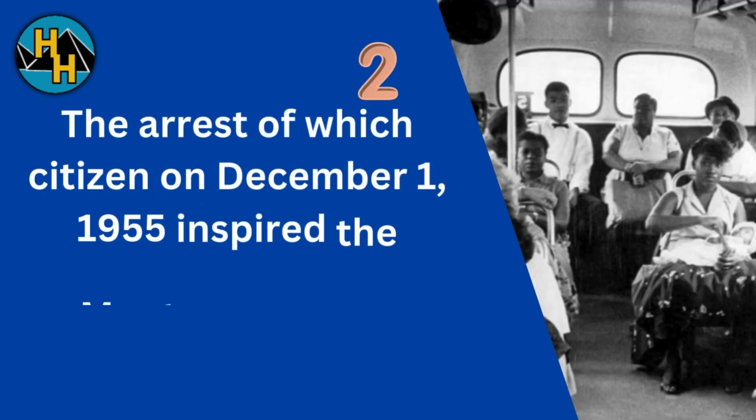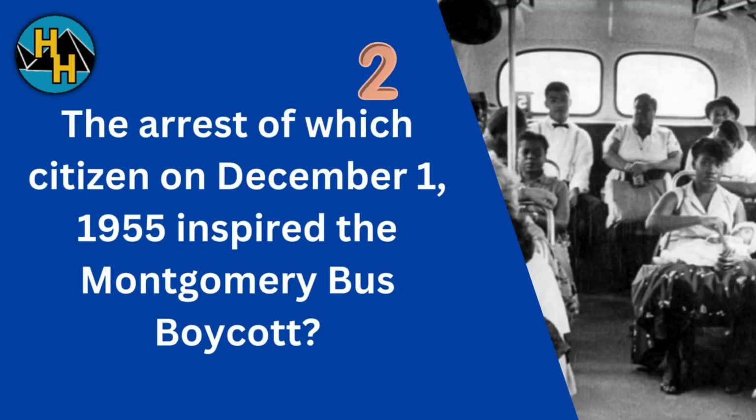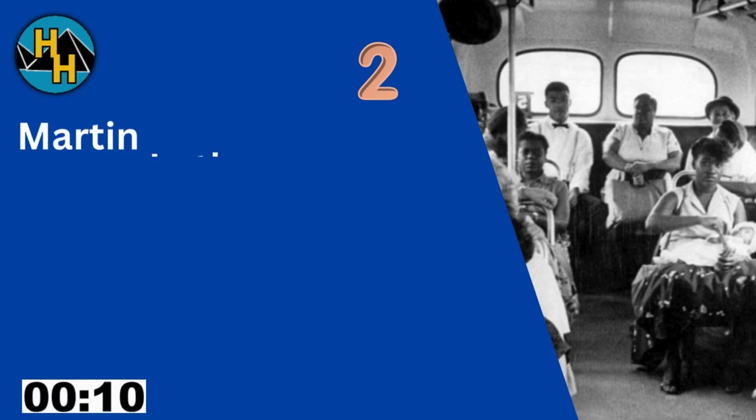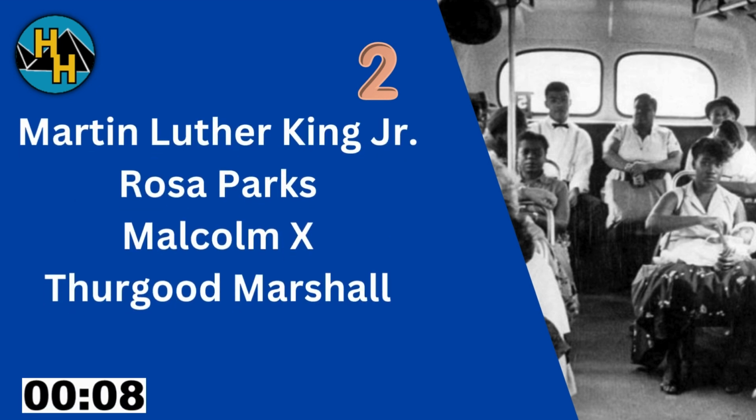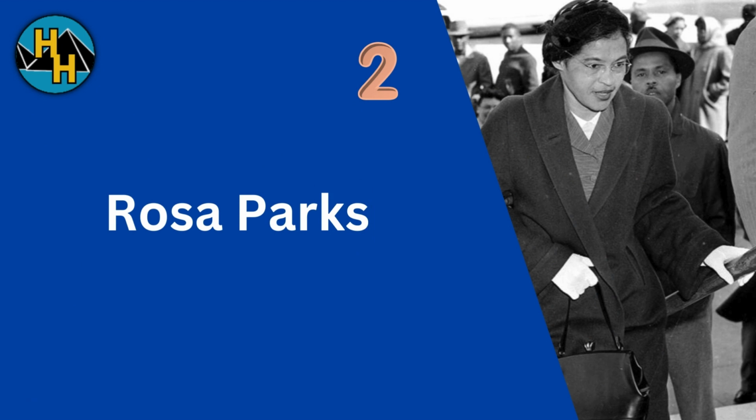The arrest of which citizen on December 1, 1955 inspired the Montgomery bus boycott? Was it Martin Luther King Jr., Rosa Parks, Malcolm X, or Thurgood Marshall? The arrest of Rosa Parks inspired the Montgomery bus boycott.